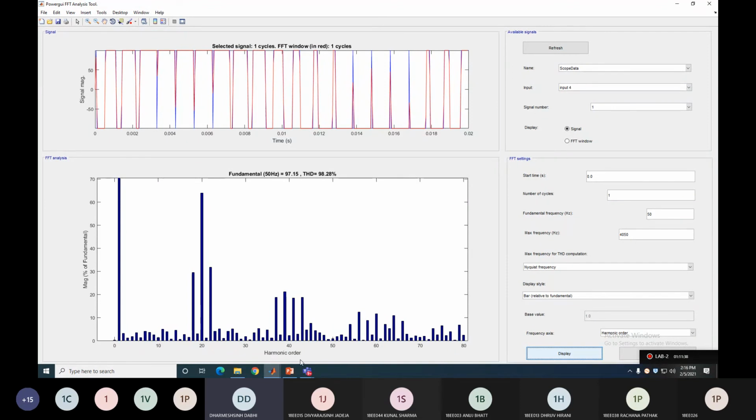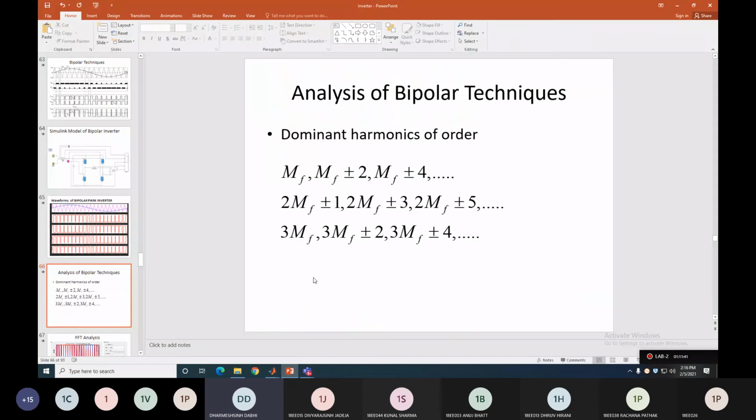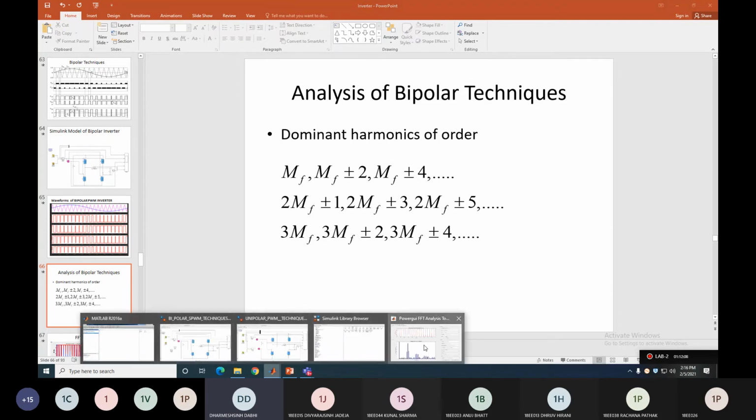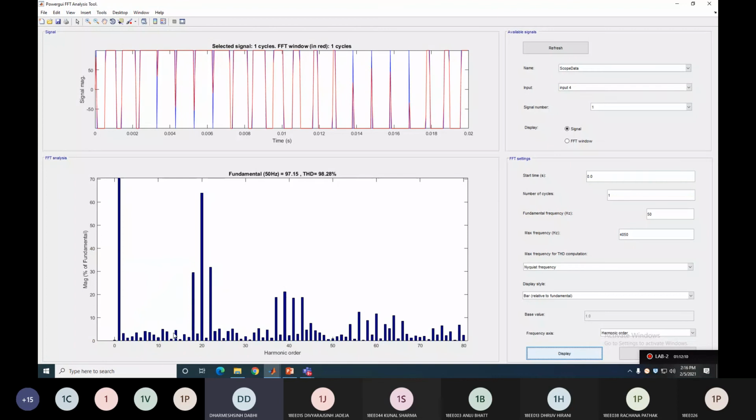Clear? In terms of the frequency modulation ratio, it is called MF plus minus 2. MF is 20 here, so 20 plus minus 2 is 18 and 22. So the second dominant harmonics are 18 and 22. After that, MF plus minus 4, that is 16 and 24. You can see that this is 16 and this is 24, which are dominant harmonics.